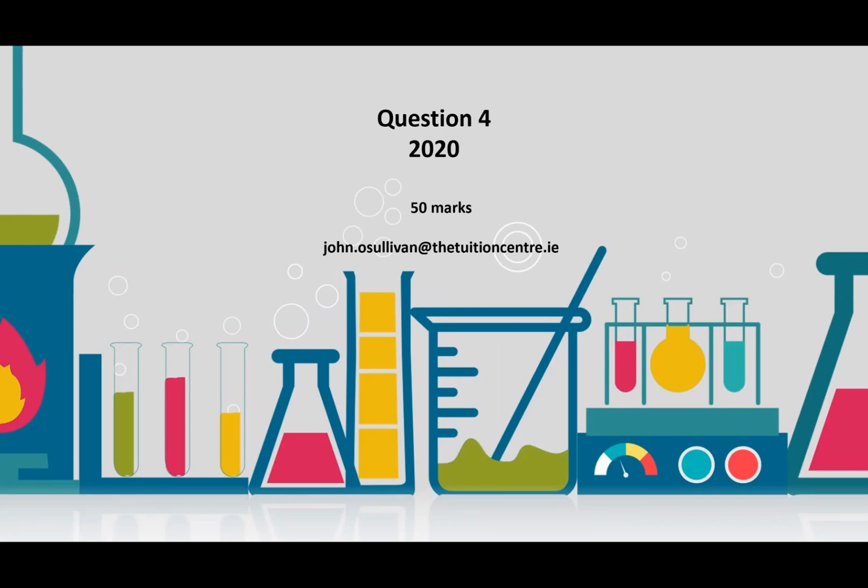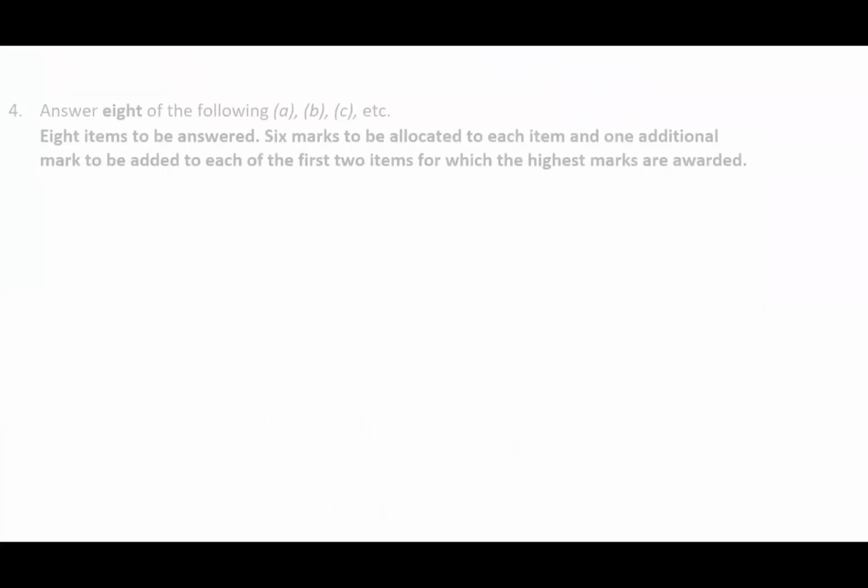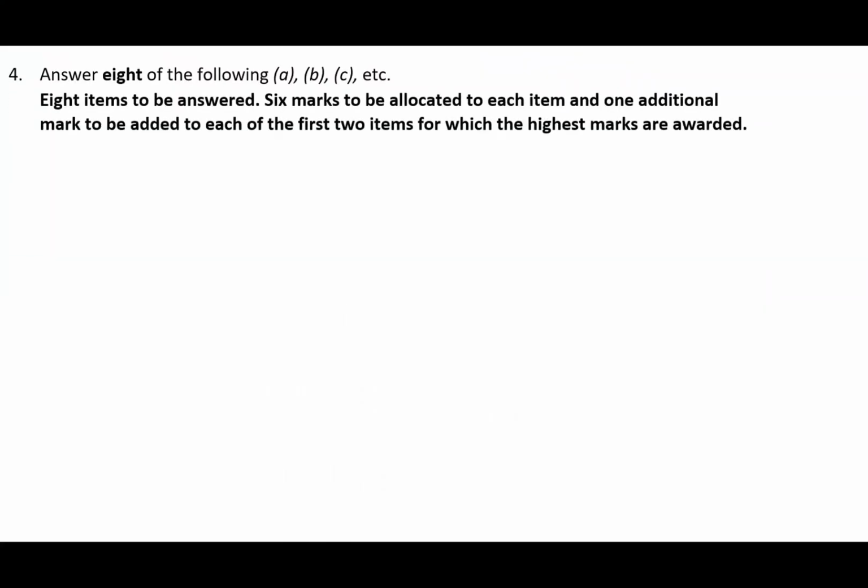Okay, so moving on to question 4, which is our short questions. Again, it's 50 marks, and my email is on the screen there if you have any questions or comments. So in question 4, you must answer 8 parts, okay? And there's a maximum of 6 marks for each part, and 1 additional mark to be added to each of the first 2 items for which the highest marks are awarded.